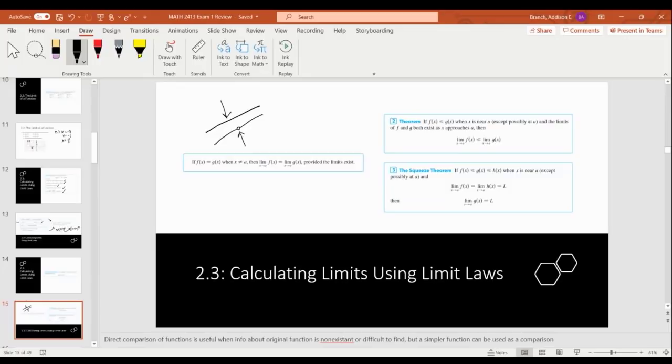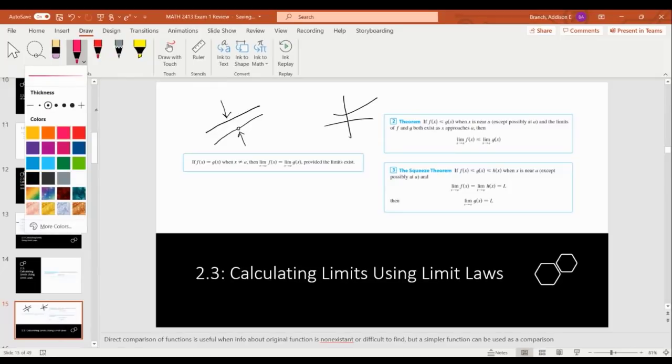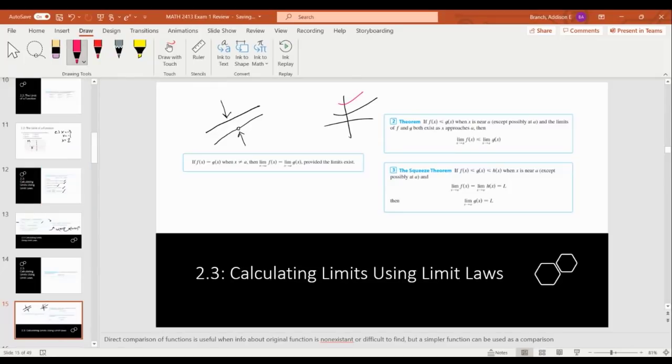We also have this other one right here that says if g is greater than f, then the limit of g will have to be greater than the limit of f. And that one's pretty much just common sense. If we have one function like this, and we have another one like this, the y value of that pink one is always going to be bigger than the y value of that black one.